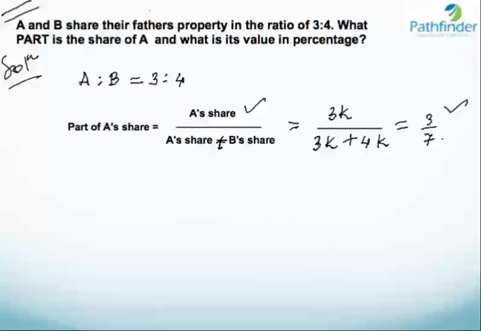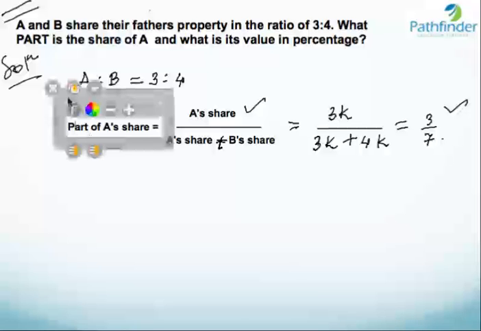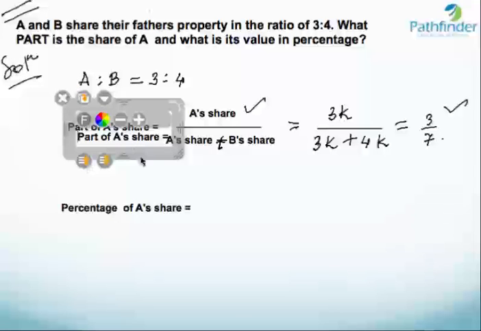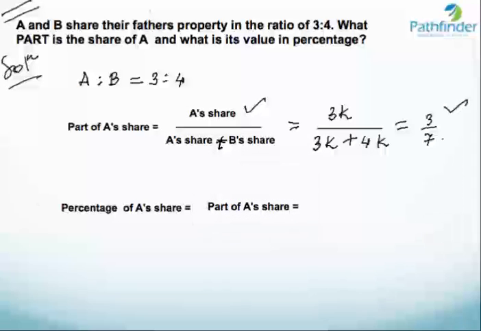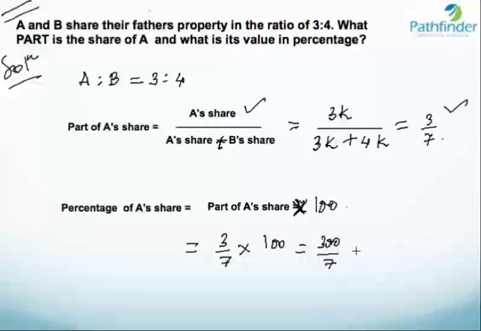Now the value of A's share in percentage. So the percentage of A's share is equal to the part or fraction of A's share multiplied by 100. So that is equal to 3/7 multiplied by 100. So the percentage of A's share is nothing but 300/7 percent.